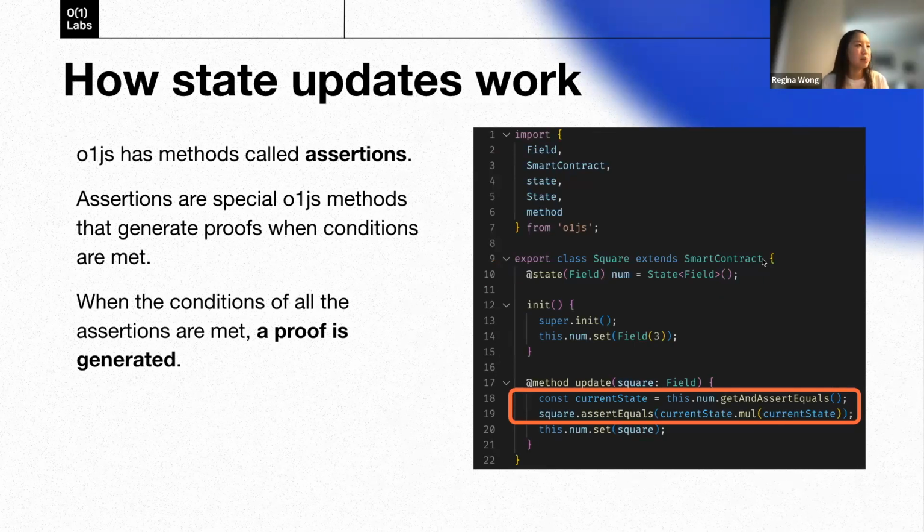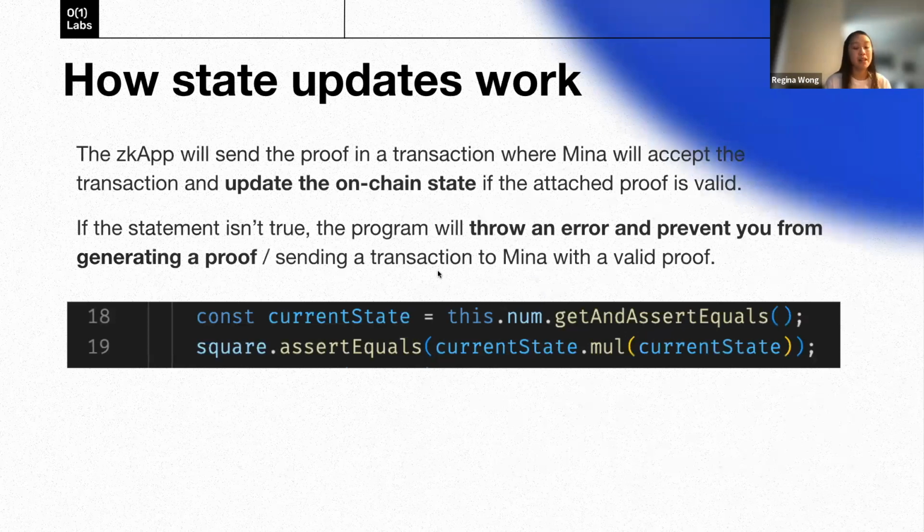So how do state updates work in the first place? O1JS has a bunch of methods that we would call into a group called assertions. So assertions are special O1JS methods that generate proofs when the conditions are met. And when all the conditions of these assertions are met, a proof is generated. And this proof will be sent to Mina in a transaction where if it is valid, the on-chain state will be updated. If it is not valid, it'll throw an error and prevent you from either generating a proof or sending a transaction to Mina.